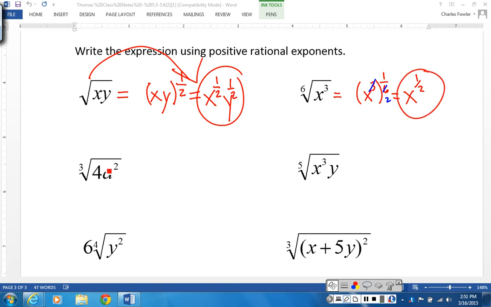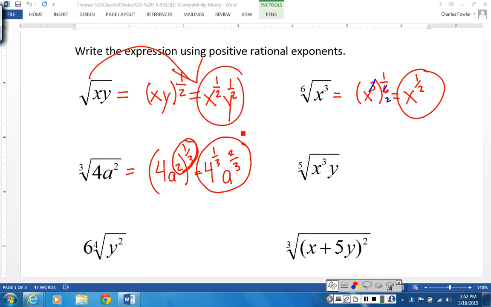Alright, moving on. What's under the radical? 4a squared. And we're going to put a parenthesis around all of that and take it to the 1/3 power. If we split up everything that's inside the parenthesis, even the 4 is to the 1/3 power times a to the what power. So here you got to do a little work. That rule is multiplication, so a to the 2/3. 4 to the 1/3 times a to the 2/3 is the final answer.